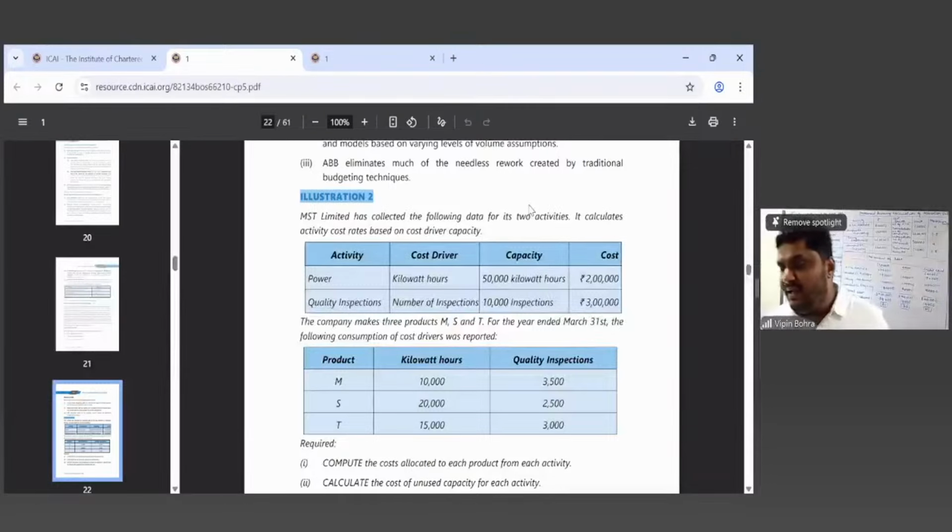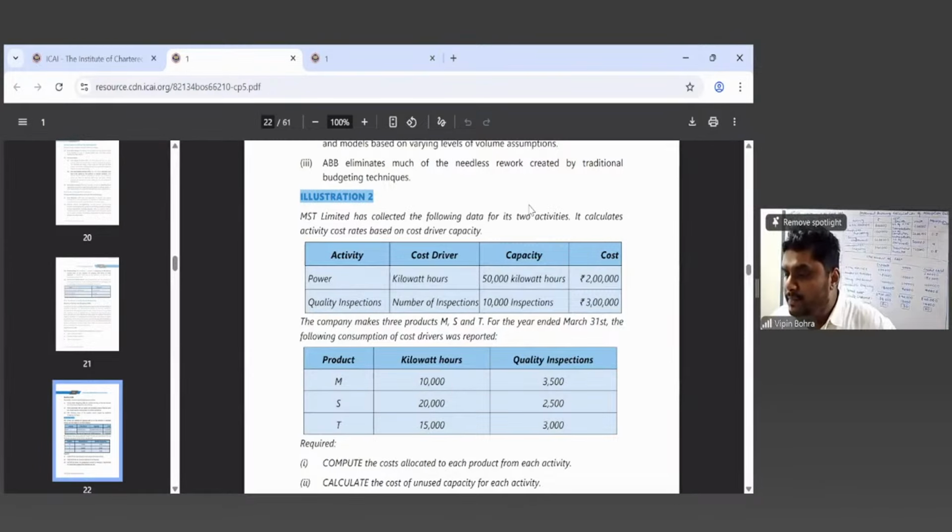Now when talking about the total capacity, it is 50,000 kilowatt hours, and for quality inspection, it is 10,000 number of inspections. So we have the units of the cost driver. Now when talking about the cost, the power cost is 2 lakh and the quality inspection cost is 3 lakh. So the activity is given, the total amount 2 lakh and 3 lakh is given. The cost driver is given, that is kilowatt hours and number of inspections. The units are given, that is 50,000 and 10,000. So we can calculate the absorption rate.